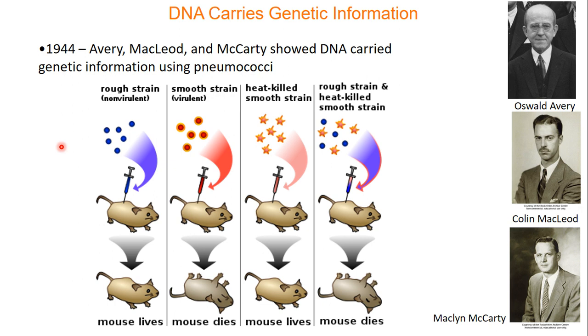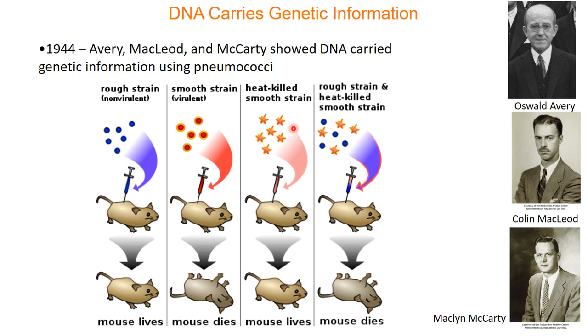Now, there was experimentation before this that was hinting that DNA is genetic information, but scientists were generally skeptical. An experiment that further proved that DNA was genetic information was done using pneumonia. So there are two types of pneumonia: rough strain and smooth strain. Rough strain is non-virulent, doesn't make you sick. If you take smooth strain, which is the virulent form, and inject it into mice, the mice die.